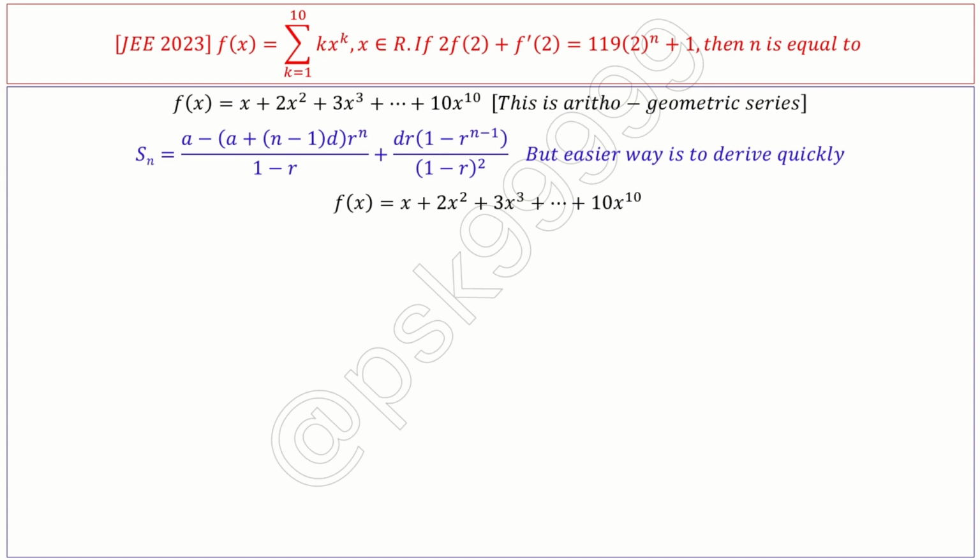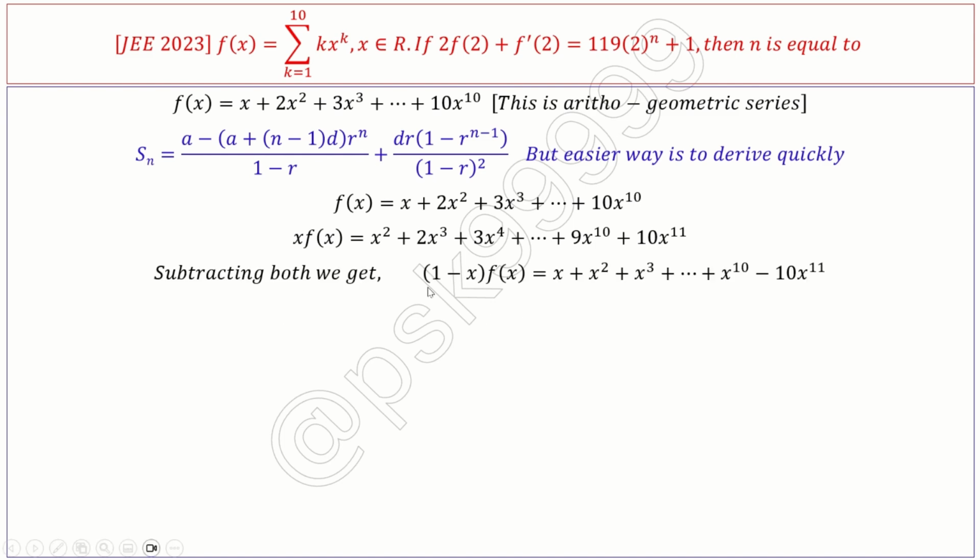Correct? Now I multiply this f of x with x, so it will become x f of x equal to x square plus 2x cube plus 3x to the power of 4 up to 10 times x to the power of 11. Okay, and you have 9 times x to the power of 10 and 10 times x to the power of 11. Now if I subtract these two, on the LHS I get 1 minus x into f of x, which is equal to x as is, then 2x square minus x square is x square, 3x cube minus 2x cube is x cube. Similarly it will go up to x to the power of 10, and then the last term is minus 10 times x to the power of 11 as is.